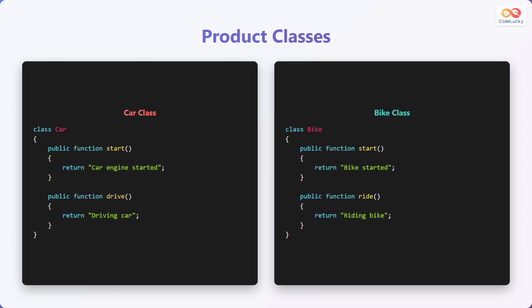Now let's define the product classes, car and bike. The car class has methods like start and drive. The start method returns the string, "car engine started." The drive method returns the string, "driving car." Similarly, the bike class has methods like start and ride. The start method returns the string, "bike started." The ride method returns the string, "riding bike."